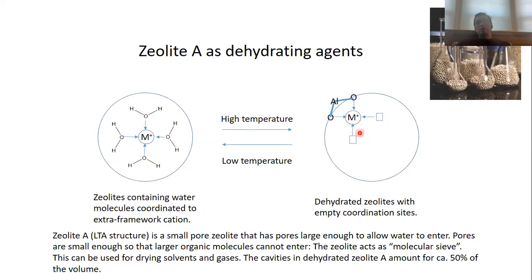Okay, and these free coordination sites have a high affinity for water, so that at lower temperature, in the presence of water, the metal hydrate again forms. All right.